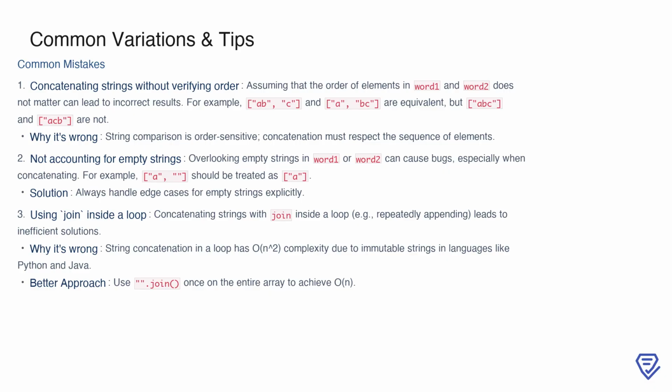Another mistake is overlooking empty strings in the arrays. For instance, an empty string should be treated as nothing, but forgetting to handle these cases explicitly can cause bugs. Lastly, using the join method inside a loop is a common inefficiency. Since string concatenation is an n squared operation in languages like Python due to string immutability, repeatedly appending strings can make your solution unnecessarily slow. Instead, always use .join on the entire array to achieve linear time complexity. These are some pitfalls to be mindful of as you approach this problem.